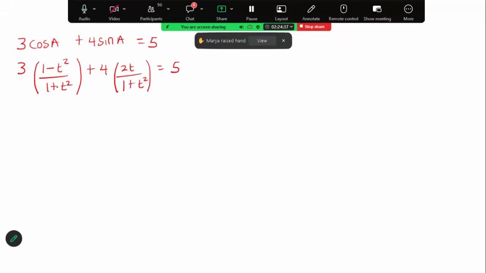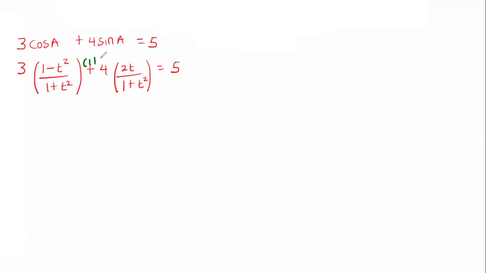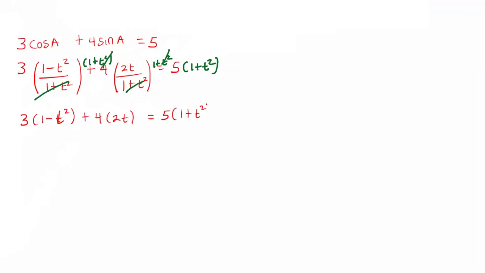So what are you going to do? You notice that this 1 plus t squared is the LCM, so I'm going to multiply it throughout. You can do your manual way. You multiply here by 1 plus t squared, multiply here by 1 plus t squared, multiply this side by 1 plus t squared. So you notice this and this cancel, this and this cancel. That means at this point we shall remain with 3 into 1 minus t squared plus 4 into 2t is equal to 5 into 1 plus t squared.